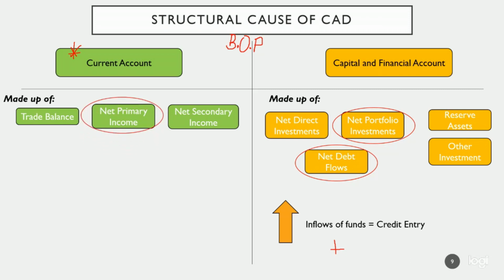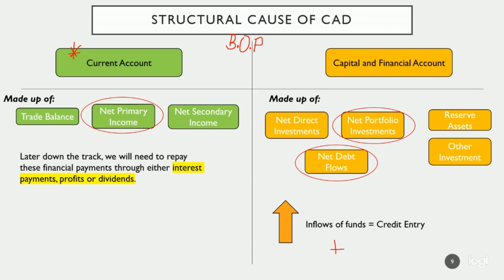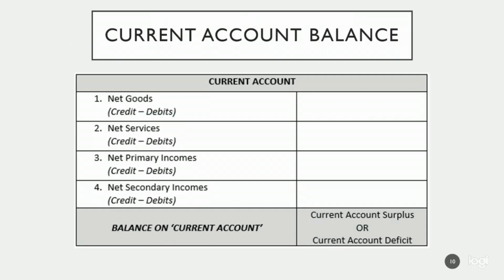Once we source these finances, this doesn't happen for free. In the future, we're required to make payments, and these can be profit payments, which is through dividends, or it could be interest payments, and that flows outwards through the current account through the net primary incomes transactions. Because we make these outflows, there's going to be a debit entry on the current account.